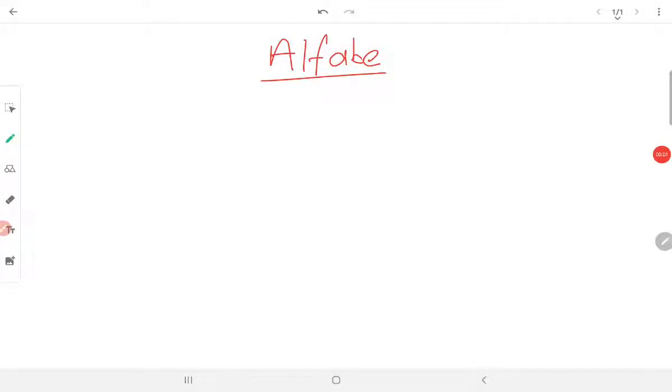Hello everyone. Today we are going to learn about the alphabet. Okay, so we call it alfabe. Okay, alfabe. It's pretty close to the English word, so you can easily remember.